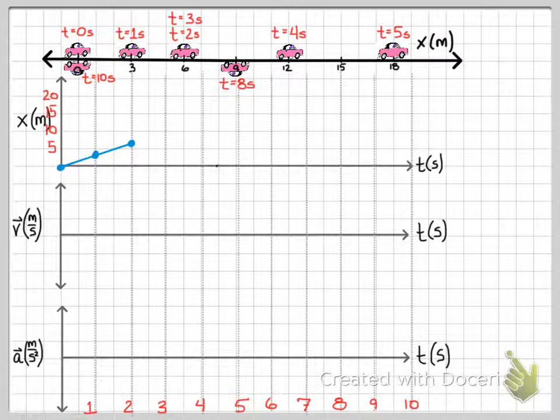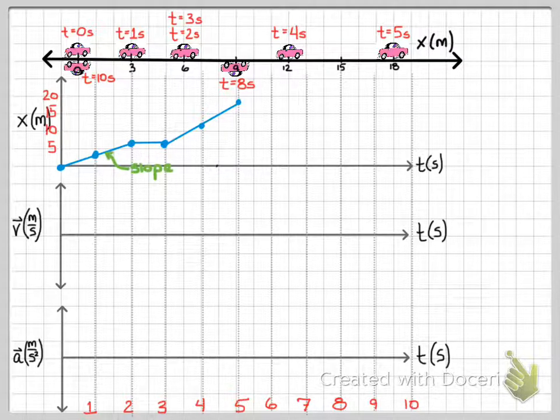We'll also see then that between time 2 and 3 seconds, the car remains at 6 meters, and therefore we can see now that the position graph becomes a horizontal line. If we continue in this process, we'll see that at times 4 and 5 seconds, we can plot those positions of 12 and 18 meters respectively and connect those with a straight line.